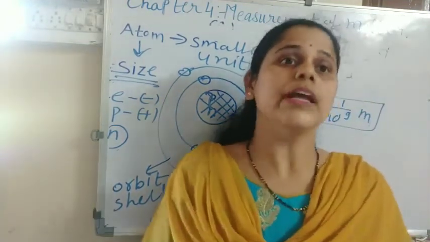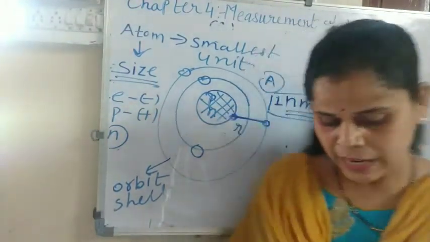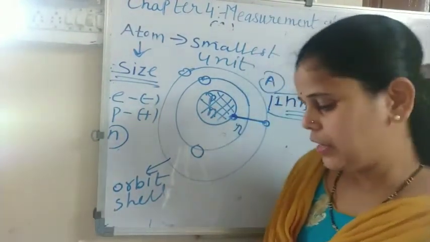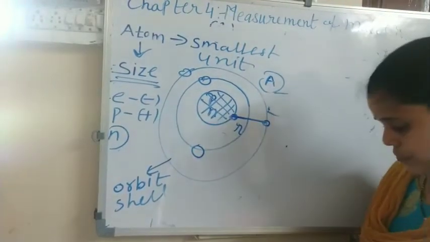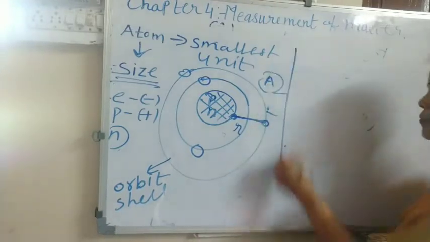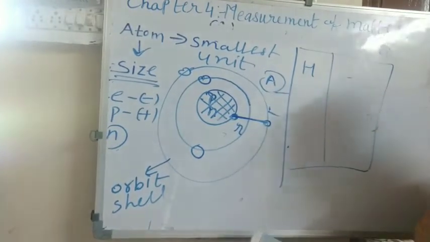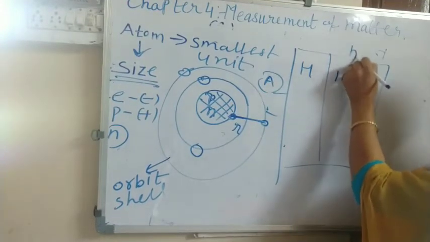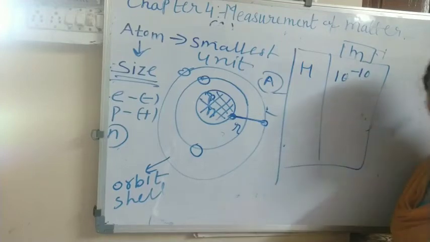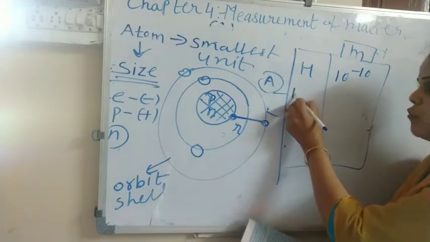Okay, in your textbook there are some examples. The atomic radius in meters is given. That is the hydrogen atom. In a hydrogen atom, the atomic radius is 10 raised to the power minus 10 meter. This atomic radius is given in meters. Then the water molecule.